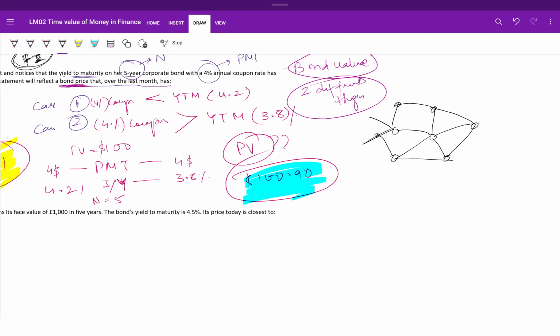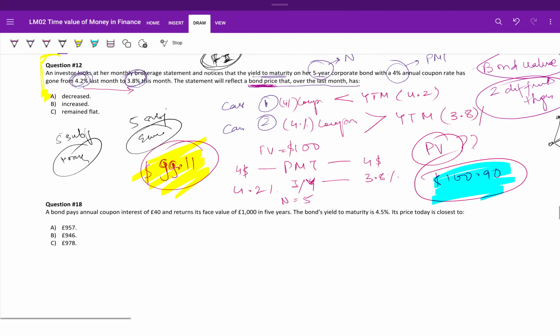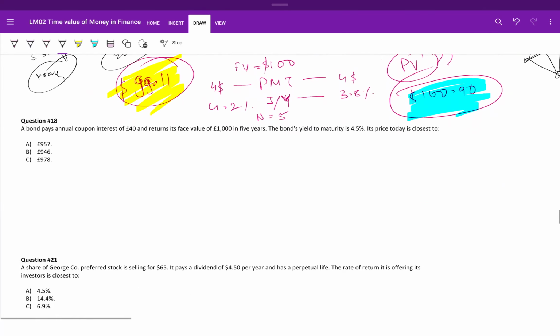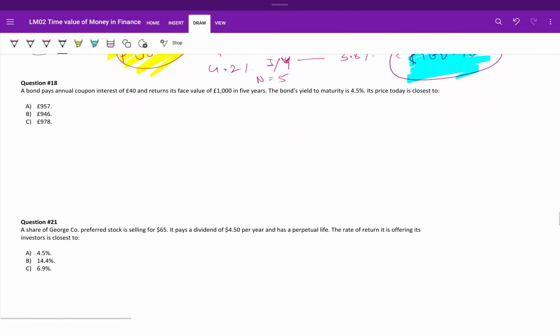Then only you will be a good analyst, and this is actually a quality of an analyst. There is a lot of analysis involved, rather than just memorizing. You actually have to put your brain into these questions. That's what I'm trying to say in simple words. Okay, now let's move to question number 18.